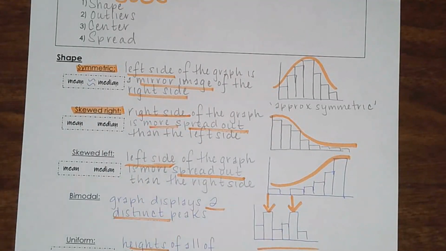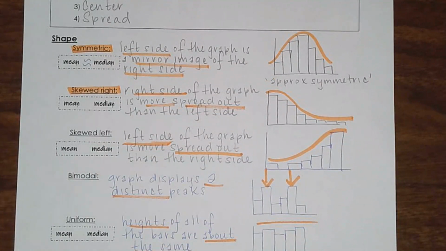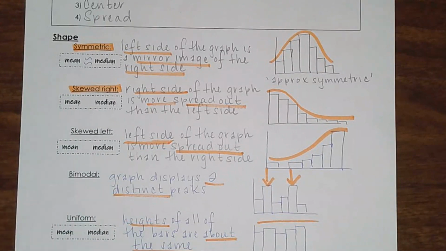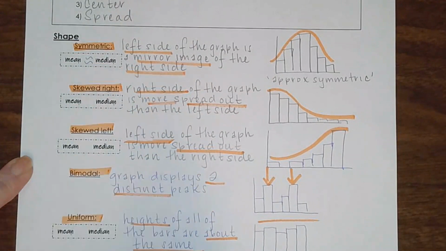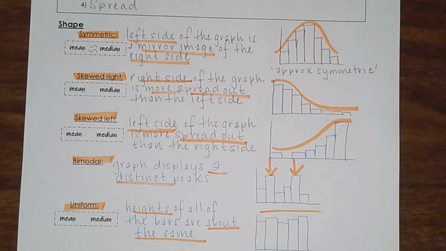Now, which other one of these shapes? We can't have a generalization for bimodal because we have no idea where those two distinct peaks are going to fall, if one's in the middle and one's on the left side, or if one's on the left side and one's on the right side. So notice that there's nothing here for comparing the mean and the median. But which other one? Skewed right, skewed left. Sorry, I didn't highlight these earlier. Or uniform. Do you think we'll have a mean and a median that are about the same? Uniform.